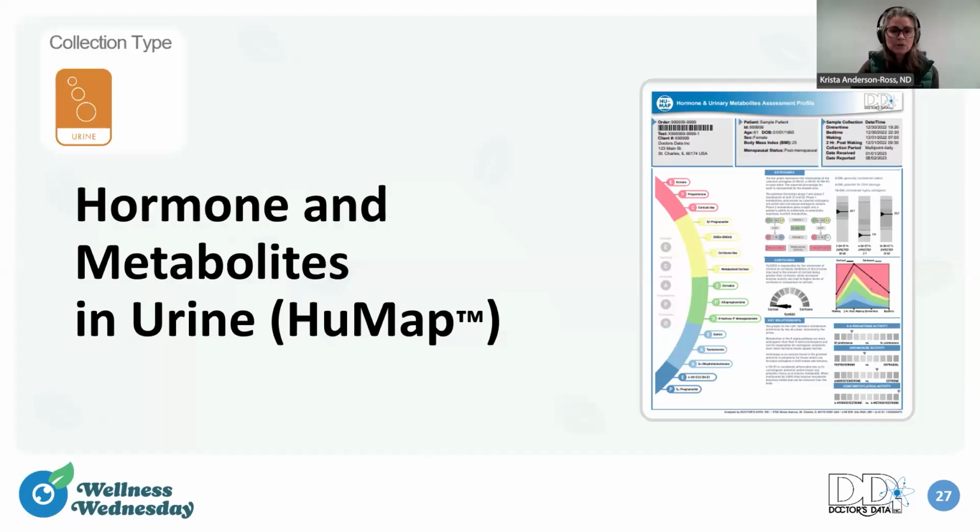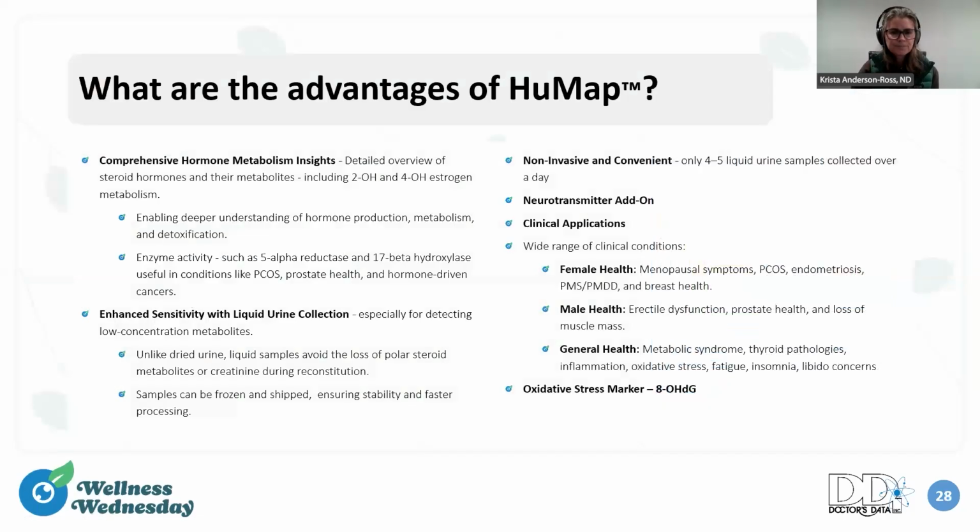So let's talk about urine hormone testing, our HuMap test. The HuMap is a comprehensive look at hormone metabolism, including 2-OH and 4-OH estrogen pathways and key enzymes like 5-alpha reductase and 17-beta HSD. Because it uses liquid urine, it captures low concentration metabolites with higher sensitivity than dried urine. It's non-invasive, easy to collect over a single day, and can even be paired with a neurotransmitter add-on. It also includes the oxidative stress marker 8-OH-dG.